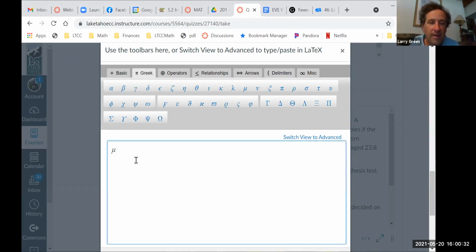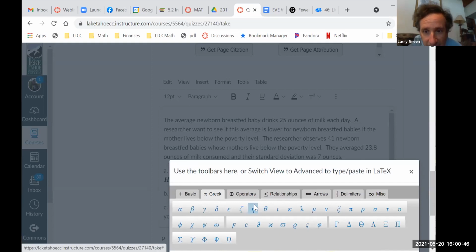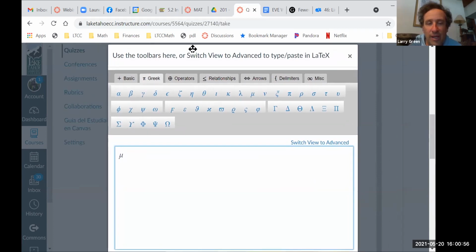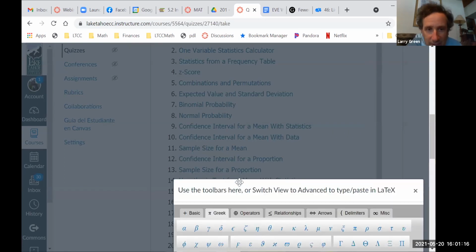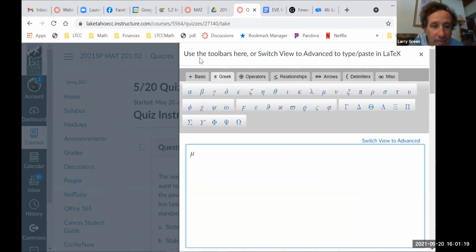So hopefully you all got it, because that is important. If it helps, I think I can move this and we can read it. Okay, and it says the researcher wants to see if this average is lower for newborn breastfed babies where the mother lives below poverty. That's a hint. So what inequality? It's not supposed to be that tough. Let me read that again.